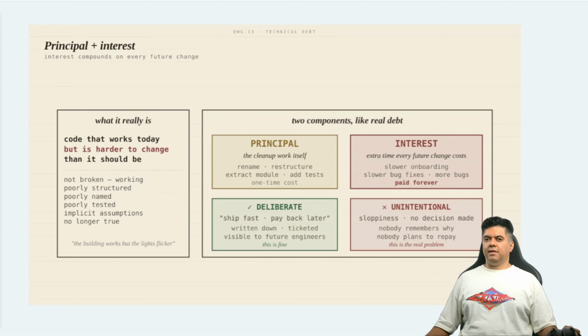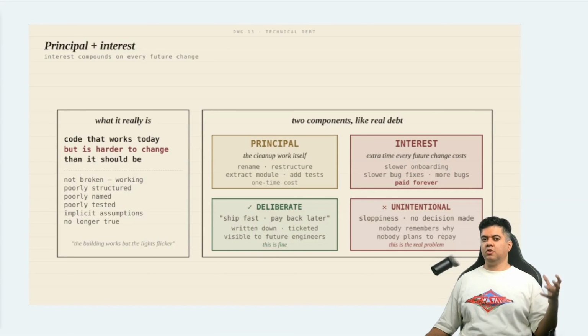Let's finally talk about technical debt because it's the thing that accumulates when maintainability is ignored, and most explanations of it are too vague to be useful. Technical debt has a specific meaning. It's code that works today but is harder to change than it should be. It's not broken code, but it's working code that's poorly structured, poorly named, and poorly tested, or makes implicit assumptions that are no longer true.